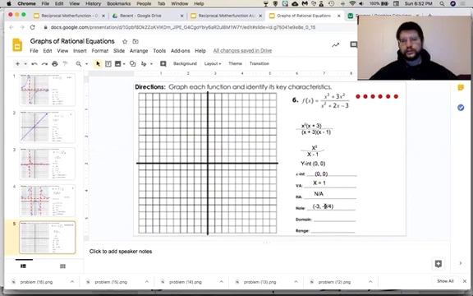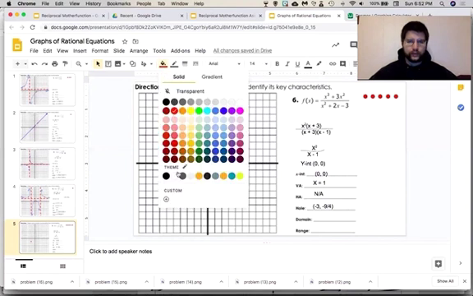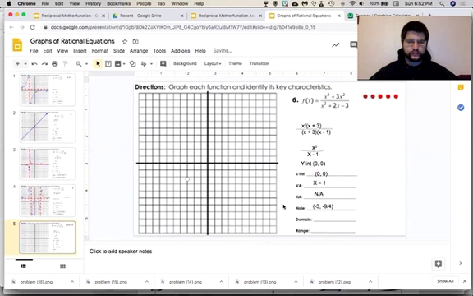9/4, that's 2 and a fourth, negative 2 and a fourth, so negative 2.25. Let me plot that first. Negative 3, negative 2, negative 2 and a little bit. It's about right there. And again, that's my hole. I'll make that white. Got a point at 0, 0. Plot that.